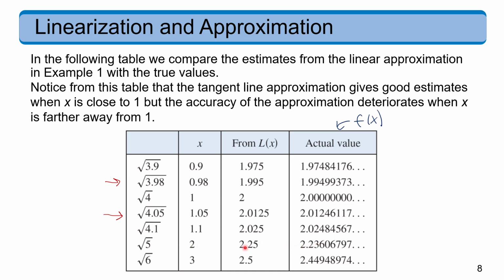For the square root of 5, our approximation was not so close to the actual value. And for the square root of 6, even a little bit worse. So why are they getting worse? Well, notice the x values we used. These are getting significantly farther away from 1. And we've emphasized over and over, L is a good approximation to f only if your x value is close to the x value where it's tangent, which in this case was 1. And so we're seeing that the accuracy deteriorates the farther away from 1 your x coordinate gets.